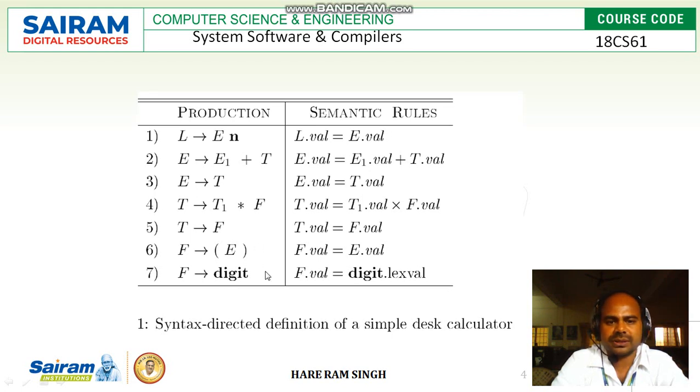So here the digit will be stored in the symbol table, and its attribute is lexical value. Digit is a terminal node, so for the terminal node we have the attribute lexical value. For the non-terminal nodes, the attribute will be val. So this is the syntax directed definition of a simple desk calculator.